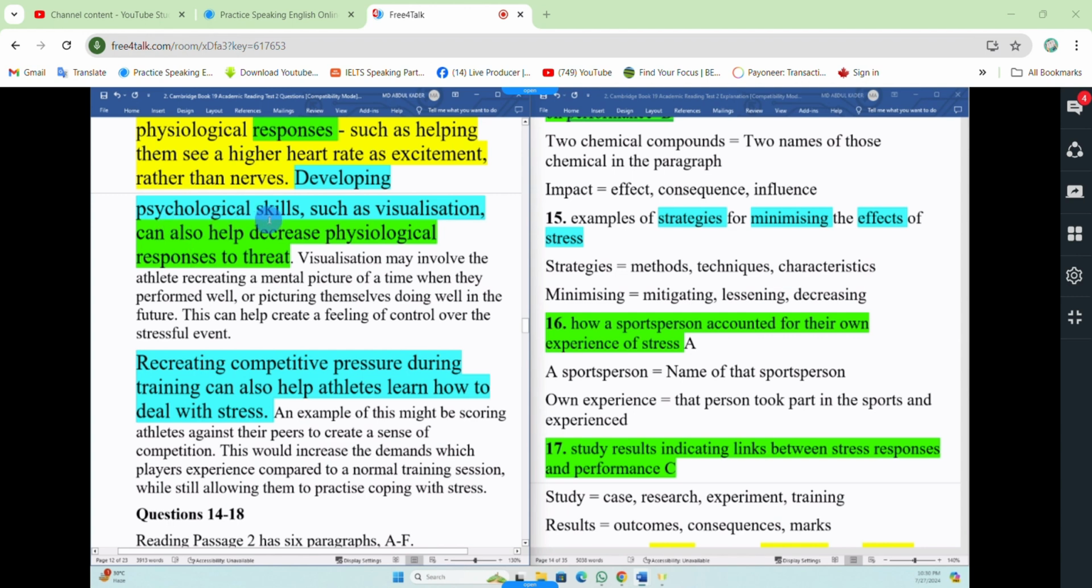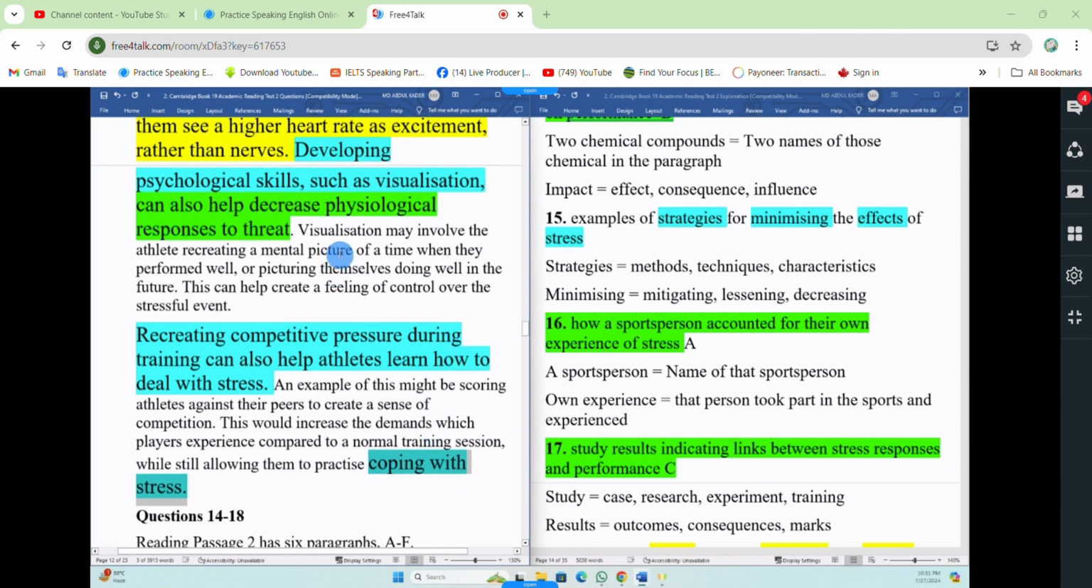The first one is developing psychological skill such as visualization, and the second one is recreating competitive pressure during training. So here we can see examples of strategies for minimizing the effects of stress, so how to cope with stress. Coping with stress means how to deal with stress. So from this last part of this paragraph, we could say that for question number 15, the correct answer is paragraph F.